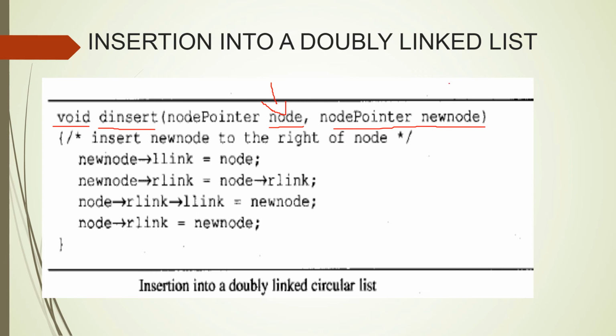Here the new node is pointing to the newly created node. This node, that is new node, is already created in the main function, and we are sending its address from the main function to this function. So inside this function we don't have any instructions to create a new node. Now let us assume that these are the nodes in the circular double linked list. A circular double linked list with three nodes is shown here.